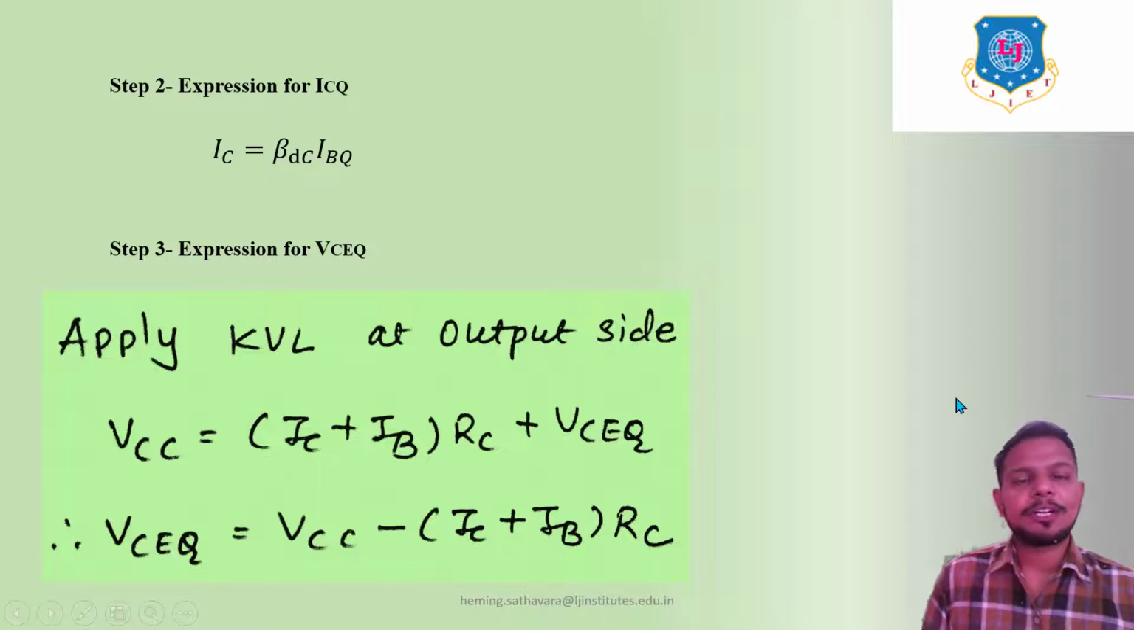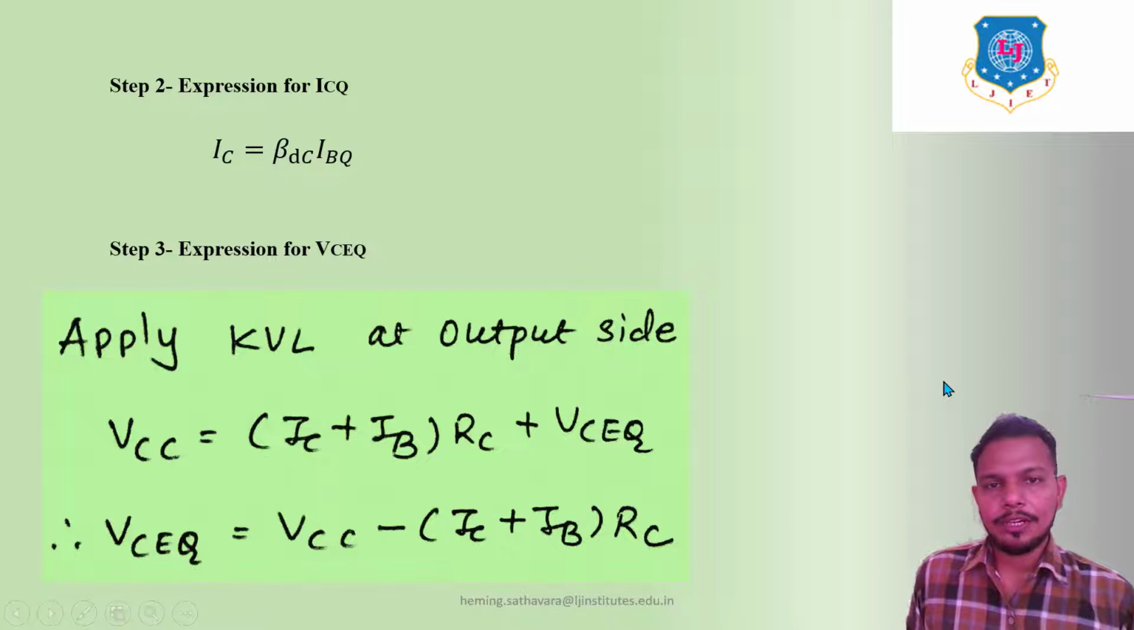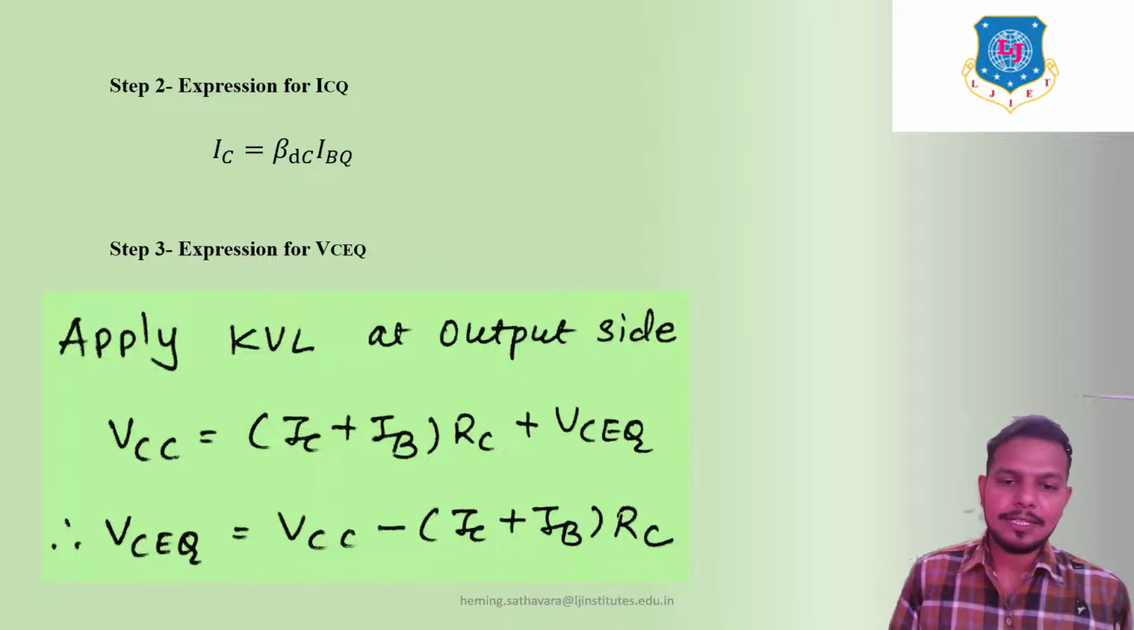Now step number 3, expression for the VCEQ. Here we can see we have to just apply KVL at the output side, right? So VCC is equal to (IC plus IB) into RC plus VCEQ. Now we have to find expression for the VCEQ. VCEQ as a subject is equal to VCC minus, in bracket, (IC plus IB) into RC.